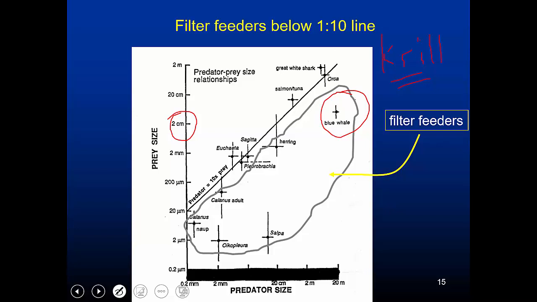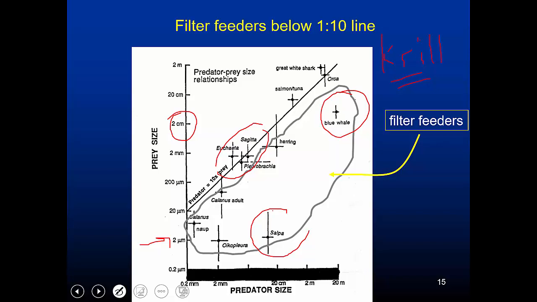On the other end of the scale, we have things like salps. Salps are not filter feeders, but rather mucus net feeders. And so they can also catch prey much smaller than what we would predict by the 10 to 1 rule. But there are certainly lots of other examples of predators eating things only about tenfold smaller than what they are, not a hundredfold or a thousandfold, but tenfold. But the basic message here is that size has a big impact on what these organisms can eat.